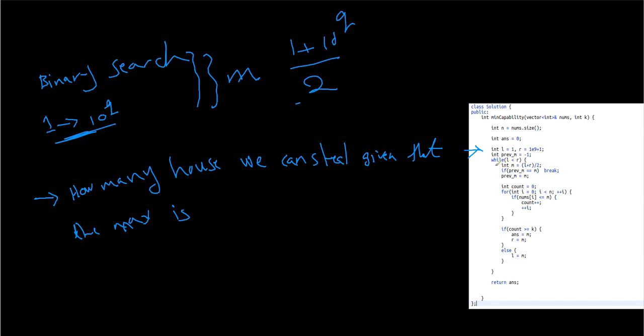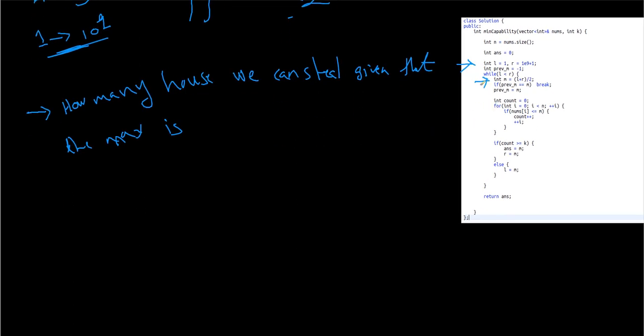So in every iteration we look for the middle, and for this value we assume it's the answer, and we need to iterate and see how many houses we can get if this is the max value. If the number of houses we get is greater than or equal to k, then this is a possible solution, and we set our answer to this value, and we keep looking for a smaller answer.